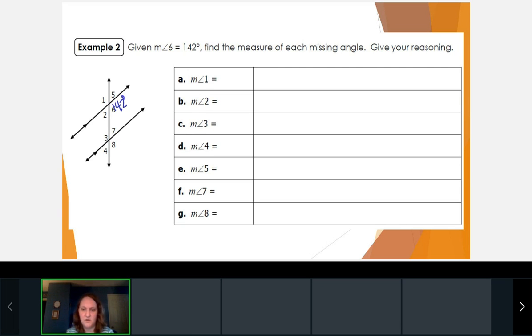Which page, Navira? Hold on. Navira, I'm going to email you the PowerPoint while we're doing this. Hold on.